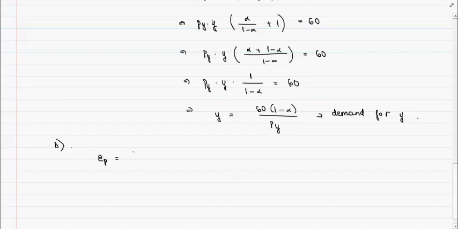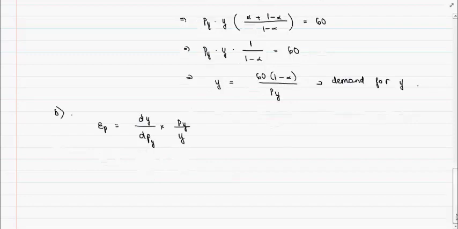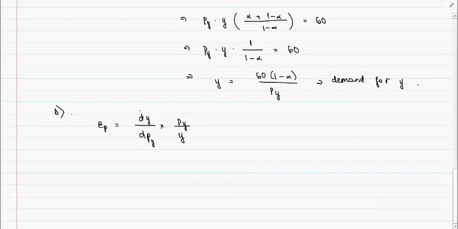Okay, so the formula is just going to be dq, or dy on dp, times p on y. So the change in the demand of good y given the change in the price of good y, times the price of good y divided by the demand of good y. Okay, so we have a demand function over here. It's very straightforward. So this is just basically the inverse of the slope of the demand function.